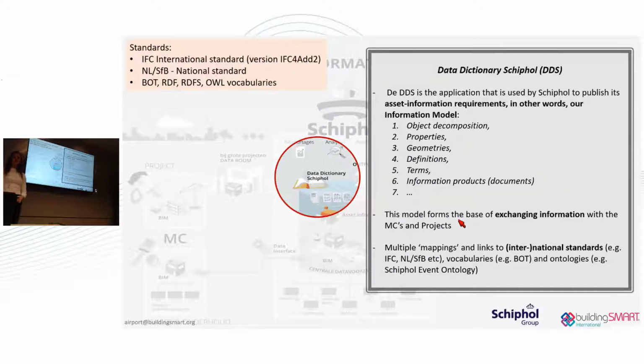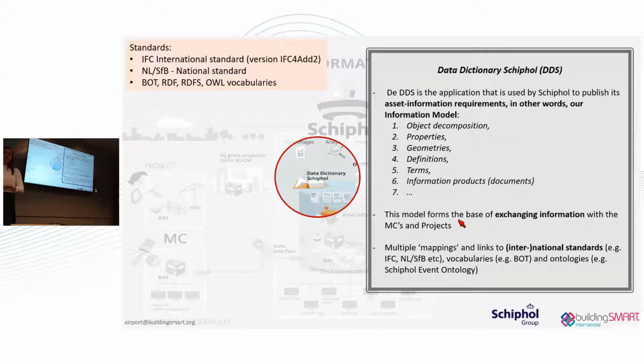This model is really the base of how we exchange information throughout the entire life cycle. So not just with our main contractors, but also for projects. For example, when we start a project and NACO is our design party, they have to meet the requirements based on what we have in our data dictionary. Because if they do not deliver the data conform our data dictionary, then our main contractor is unable to process it in their information landscape, and then they cannot send it to us. So it's crucial that everyone is following the data dictionary.